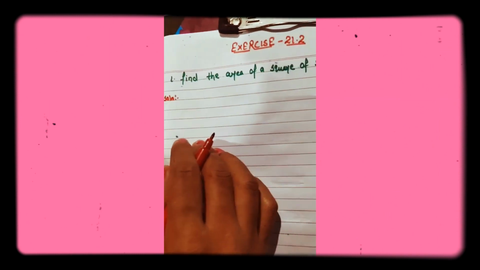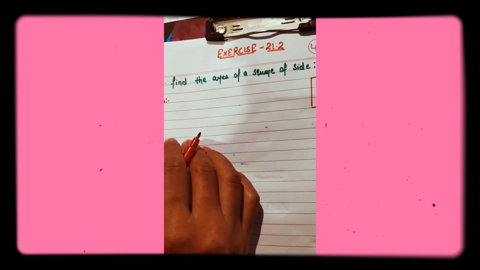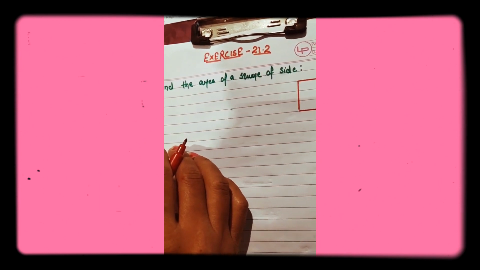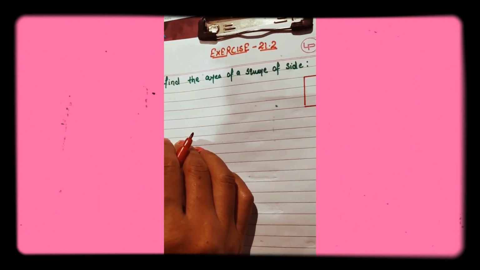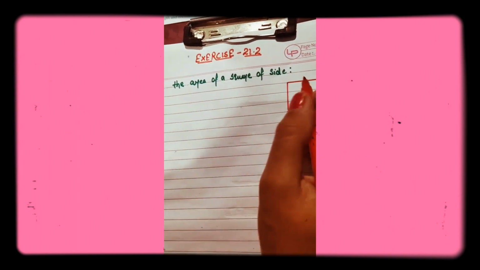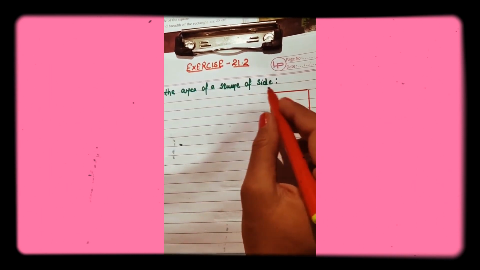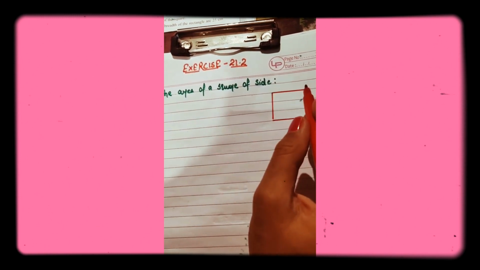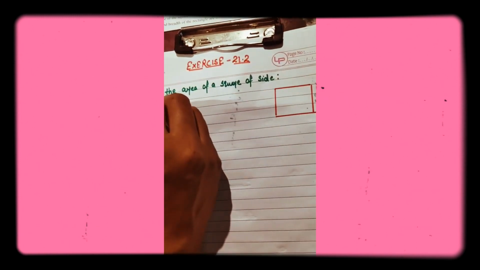Hello everyone. Now continue with our exercise 21.2. Question number 1 is given. Find the area of a square of side. This is our square. We have to find here the area of a square. Now one side is given here.